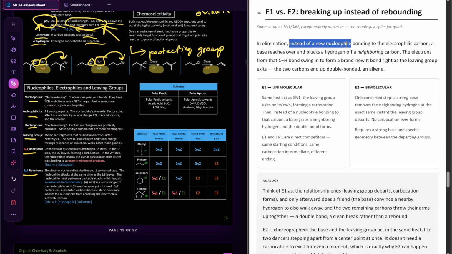So instead of a new nucleophile bonding to the electrophilic carbon, a base reaches over and plucks a hydrogen off a neighboring carbon. The electrons from that C-H bond swing in to form a brand new pi bond, right as the leaving group exits. The two carbons end up double bonded like an alkene. So that's the alkene that we're getting here. Alkene is going to be formed now.